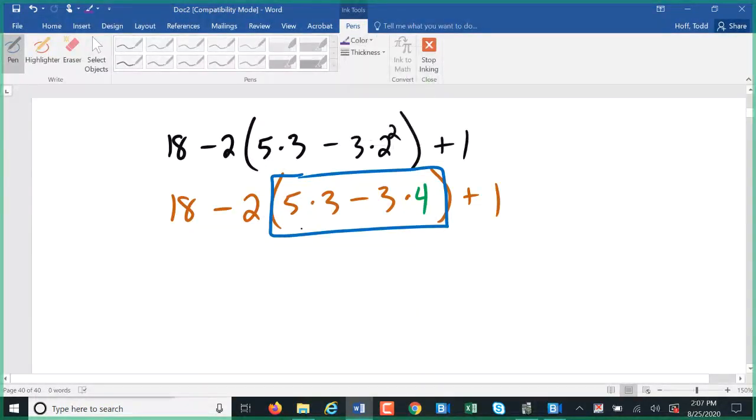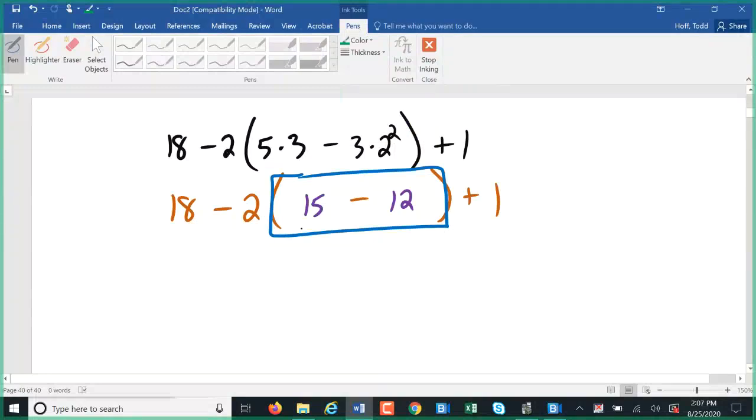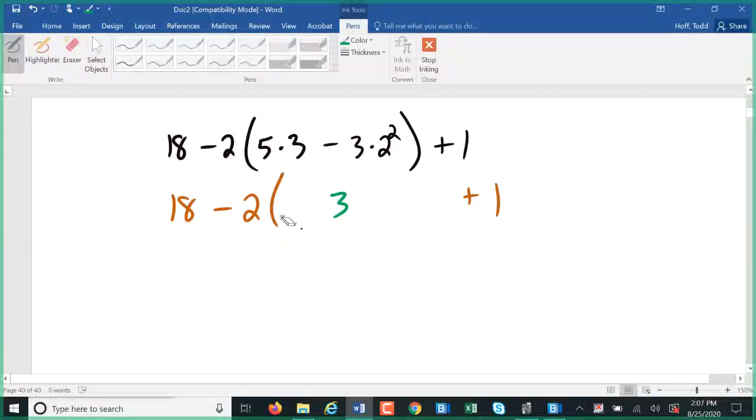The next piece that would have to be done there is multiplication and division left to right. So I've got 5 times 3 is 15. So I'm going to erase the 5 times 3 and replace it with 15. I have the 3 times 4, which is 12. So I'll erase the 3 times 4 and replace it with 12. Inside the parentheses, the last thing I have is 15 minus 12, which is 3. So I replace that with 3, and the parentheses is down to a single number, so I can take out the parentheses. I do have to put multiplication in there because it was 2 outside the parentheses with no operation.